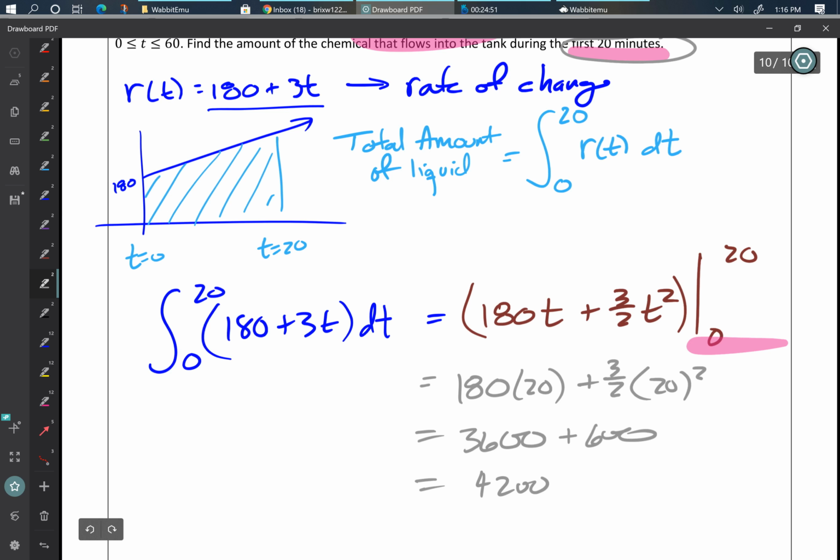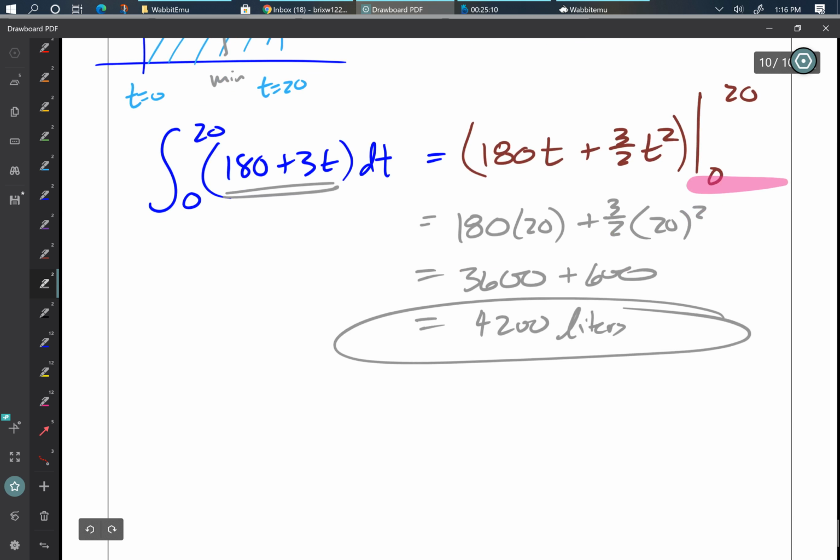And what are these things? Well, this was liters per minute. So the vertical is liters per minute. The horizontal is minutes. And so when you multiply liters per minute times minutes, you get liters.